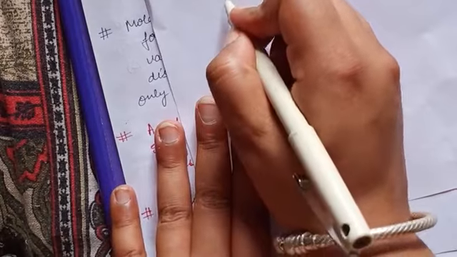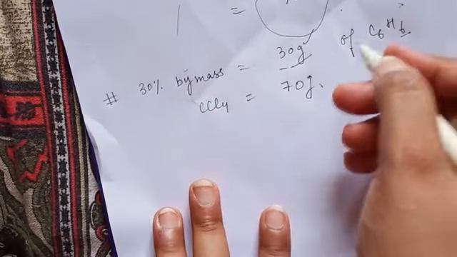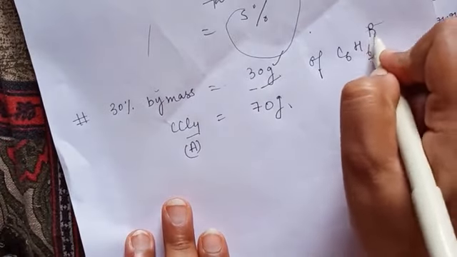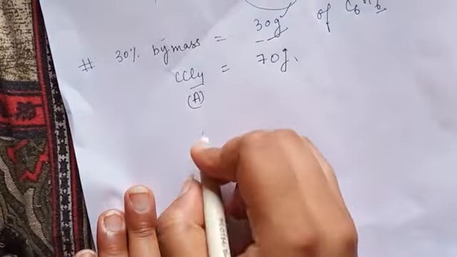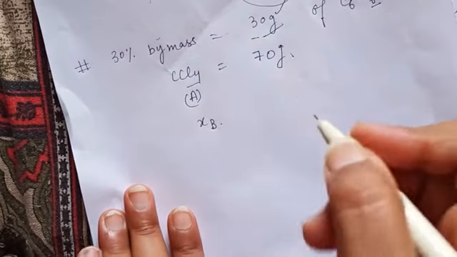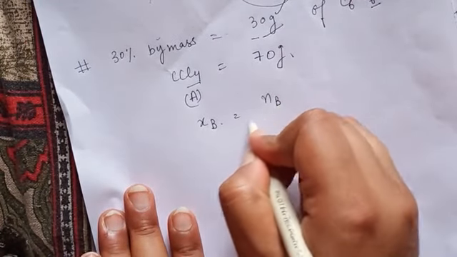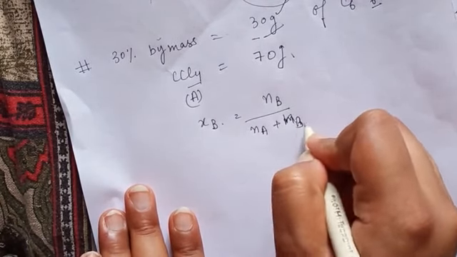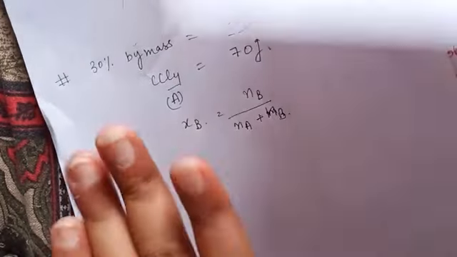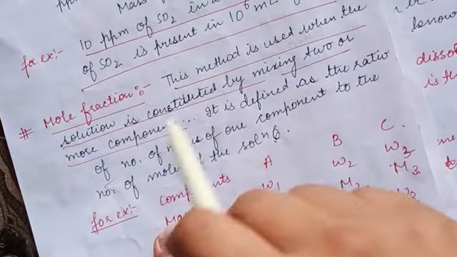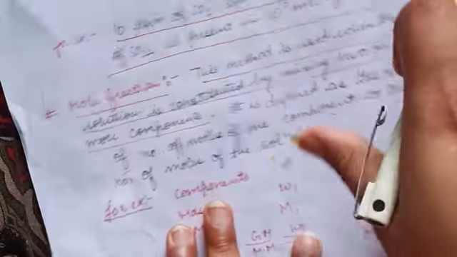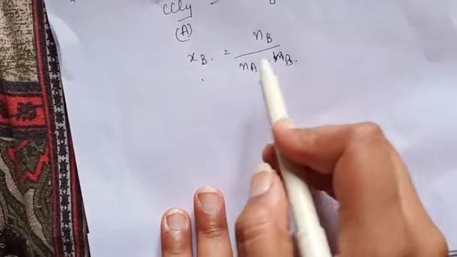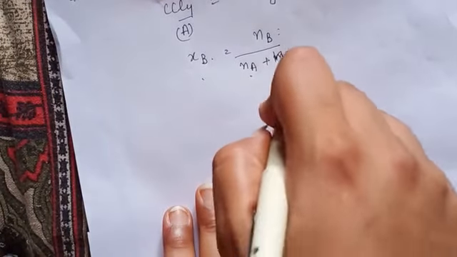Now what is the formula of mole fraction? Suppose this is a solvent, we'll take it as A, and benzene is solute, we'll take it as B. XB is equal to number of moles of B divided by total number of moles of solution. It is defined as the ratio of number of moles of one component to the number of moles of the solution. That means XB is equal to NB divided by NA plus NB.